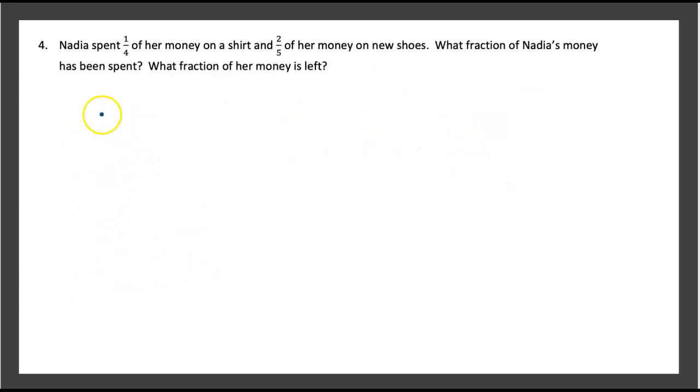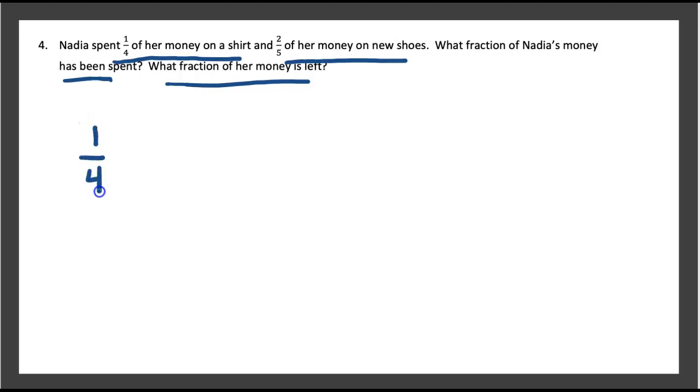And the last problem, number 4. Nadia spent 1/4 of her money on a shirt and 2/5 of her money on new shoes. What fraction of Nadia's money has been spent? What fraction of her money is left? So we have an addition and we have a subtraction problem. Okay, so she spent 1/4 of her money on a shirt and she spent 2/5 of her money on shoes. So first we need to add this together.